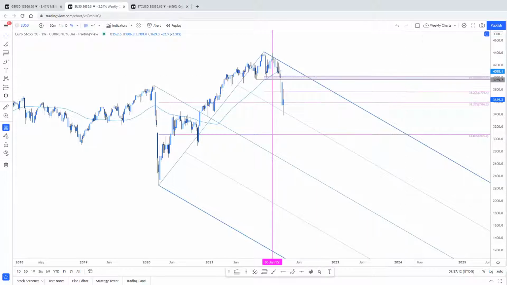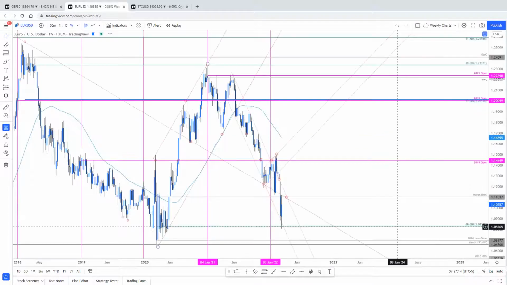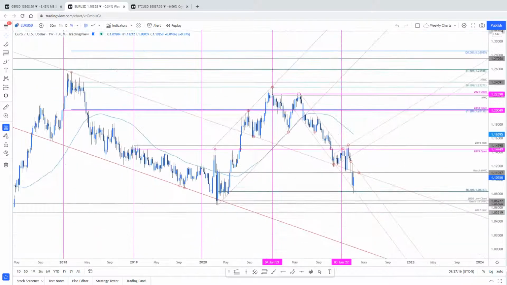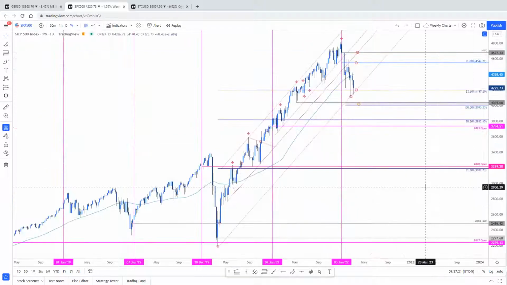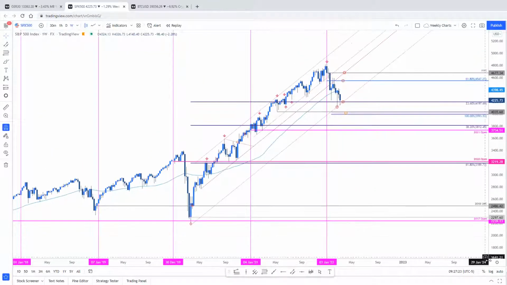I think we outlined a whole lot today of different setups that are basically just waiting for a trigger to get this thing going. But at the end of the day, all of the risk markets do look like we could see a little bit of a rebound off support.